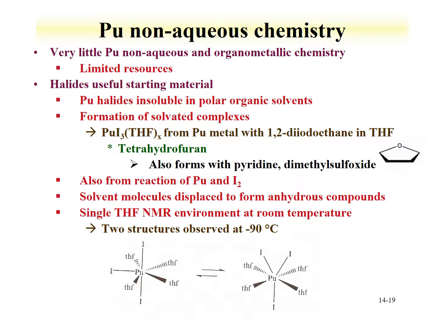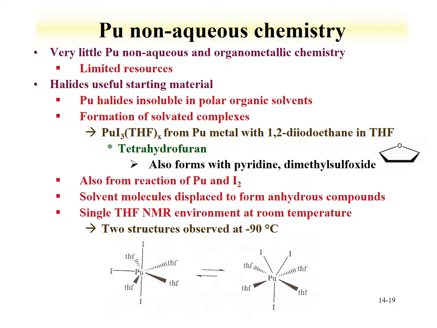We'll end the lecture on plutonium chemistry with discussions on its non-aqueous system. There's relatively very little plutonium non-aqueous and organometallic chemistry. Halides, as we discussed earlier, are useful starting compounds. For instance, plutonium triiodide tetrahydrofuran, shown here, is a useful starting compound.